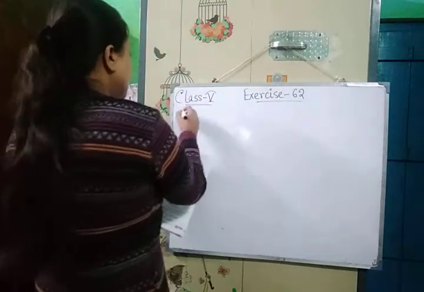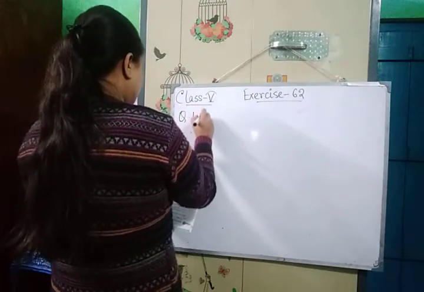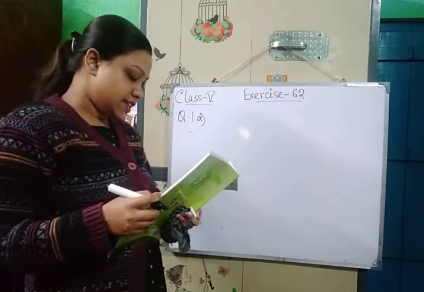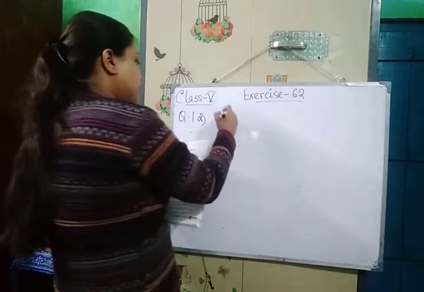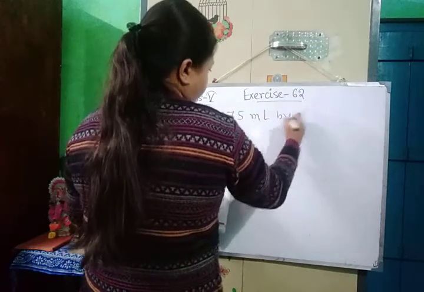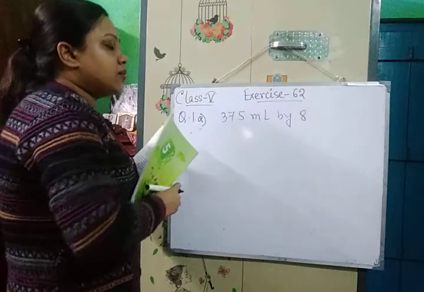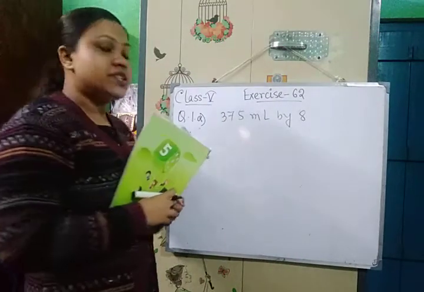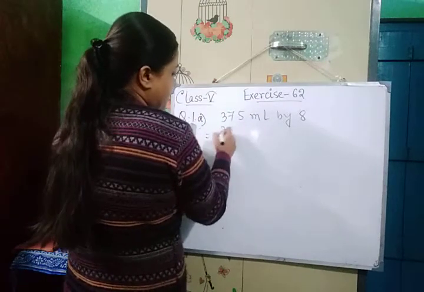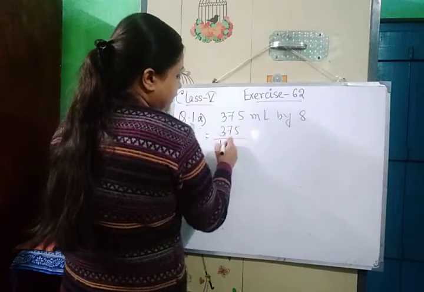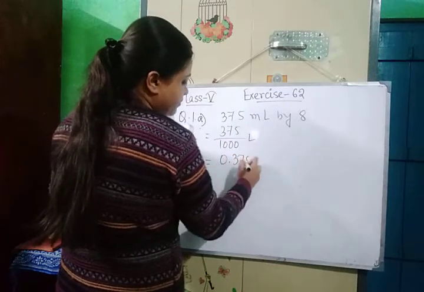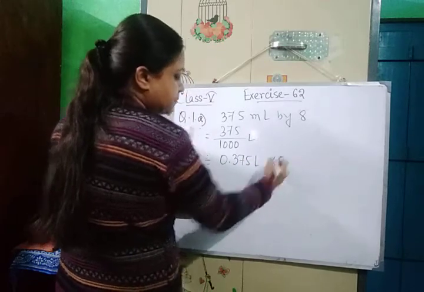So I am doing first question number 1's A. Question number 1A is multiply 375 ml by 8. So we have to multiply 375 ml by 8. First we will convert this ml to liter. How can we convert it to liter? Divided by 1000. So it is 0.375 liter. Now multiply it by 8.